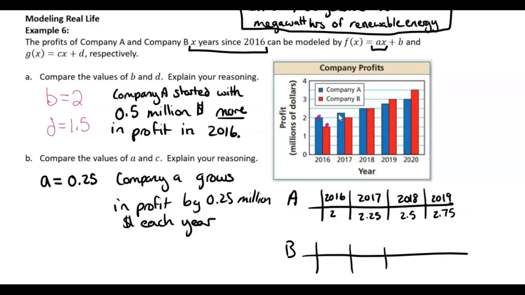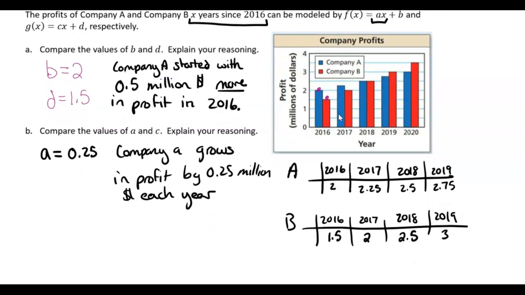So look at that. We've got 2016. We'll just kind of compare like we did the other one. So we look at the red bars. We look how tall they are. In 2016, it was at 1.5. 2017, it's at 2. 2018, it's at 2.5. 2019, we're at 3, and so on. So that value, what the slope is, what it's growing by, it's clearly growing by 0.5s. So that is the c value. c is the slope for Company B. So the c value is 0.5.